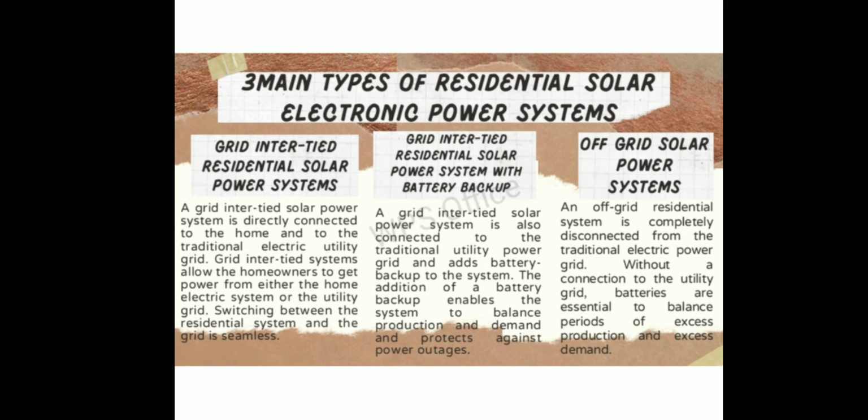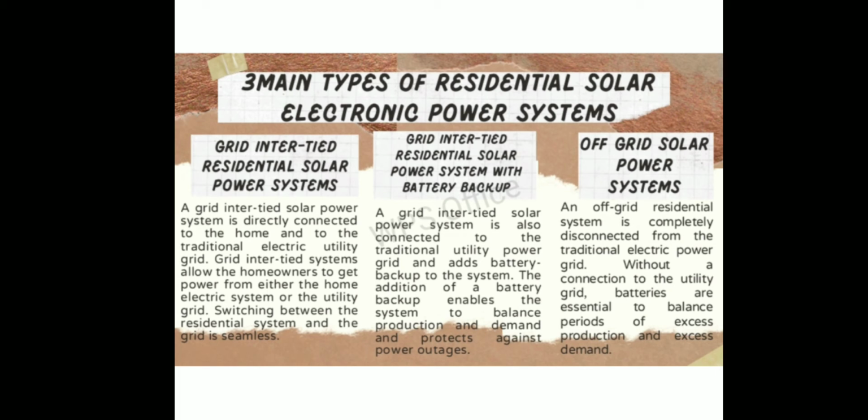Grid-intertied residential solar power system. A grid-intertied solar power system is directly connected to the home and to the traditional electric utility grid. A grid-intertied system allows the homeowners to get power from either the home electric system or the utility grid. Switching between the residential system and the grid is seamless. The solar system consists of solar panels, solar charge controller, battery, inverter, and other accessories. The solar energy will be stored in the battery for night use or fed into the grid.